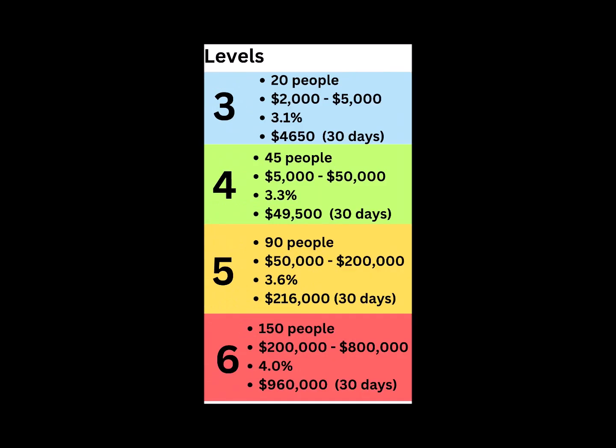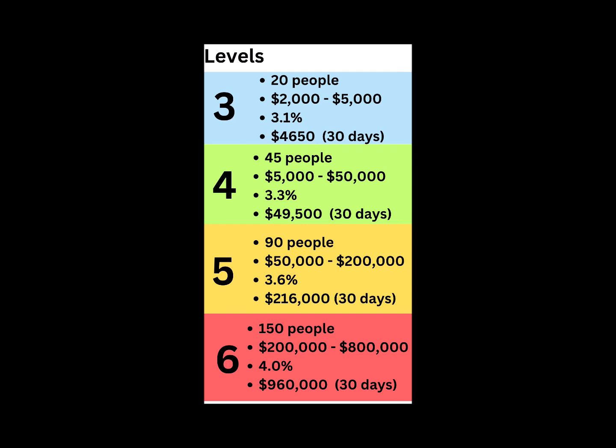Now, we've discussed levels 1 and 2. There are actually 6 levels. I'm not going to go through every single detail of every single level because that can get a little bit mind-blowing. But basically, level 3, you need 20 people. Level 4, 45 people. Then 90 and 150 people. So each level, the requirements go up. The amount of money you need to invest goes up. The percentage goes up as well.